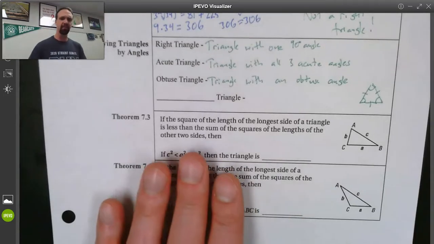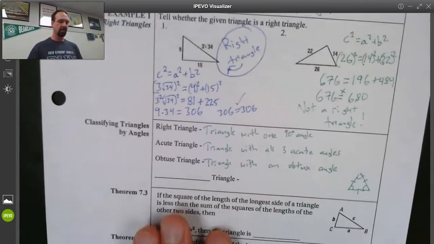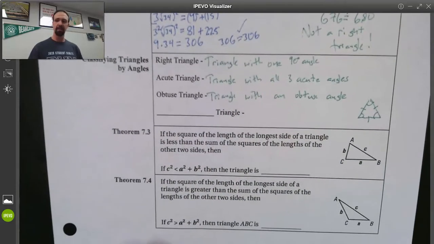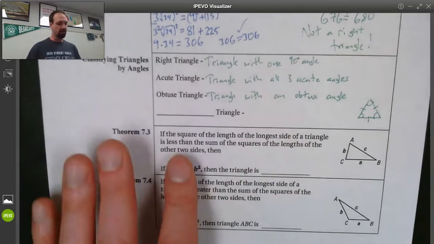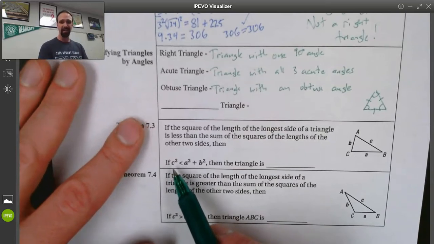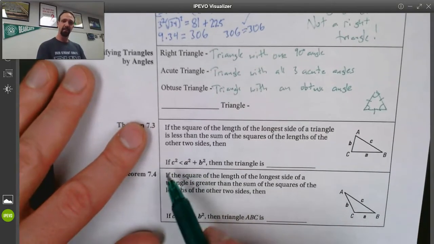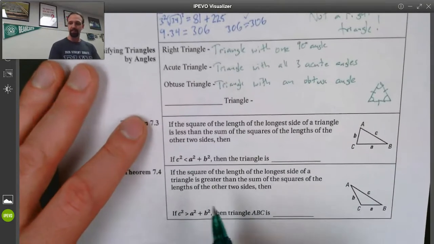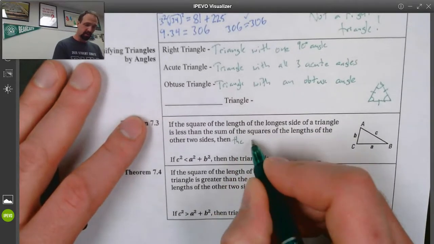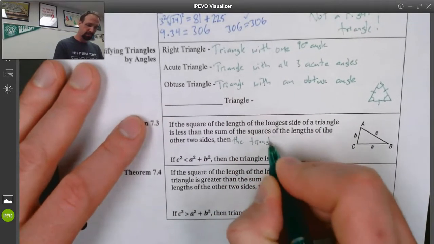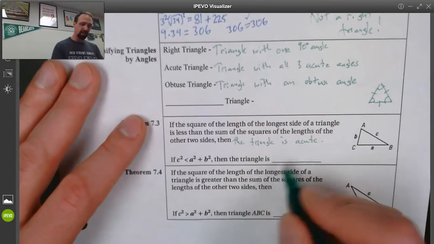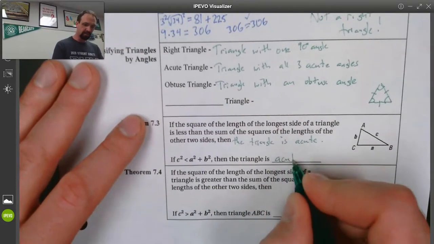So now we have a situation where, what about up here, where one side was less than the other side or one side was greater than the other side? Here in this situation, if the square of the longest side is less than the sum of those other two, then we have a triangle that's acute. So in this case, the triangle is acute.